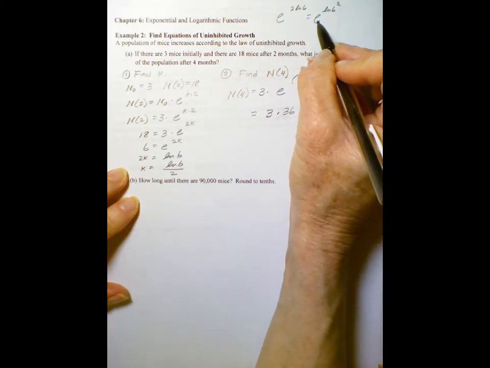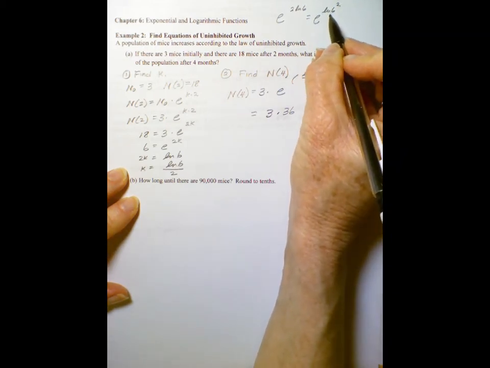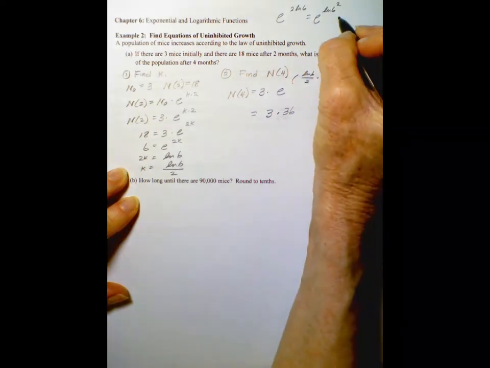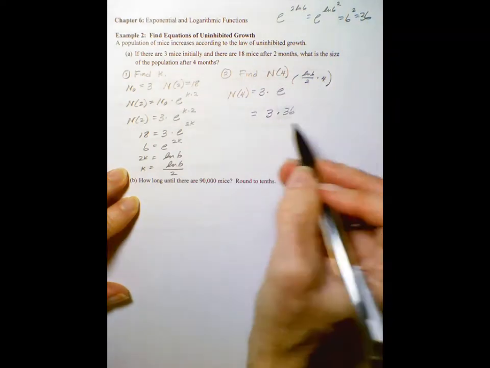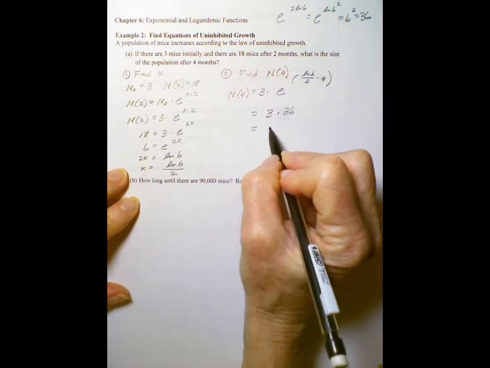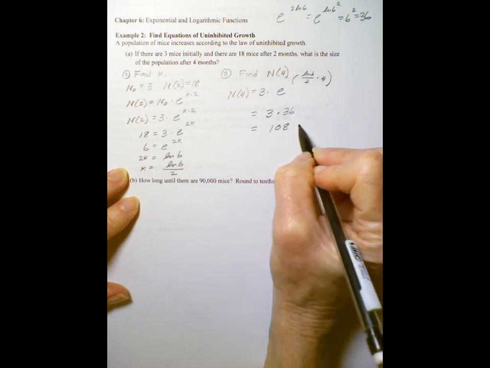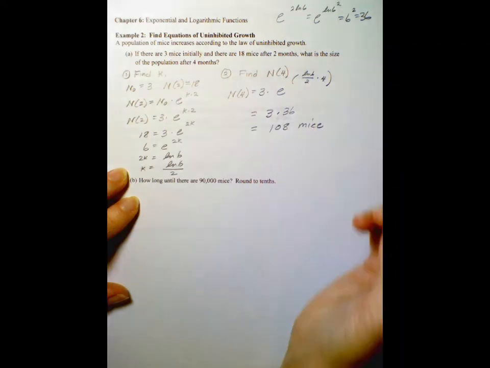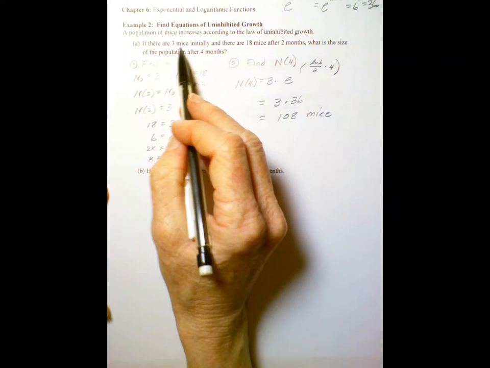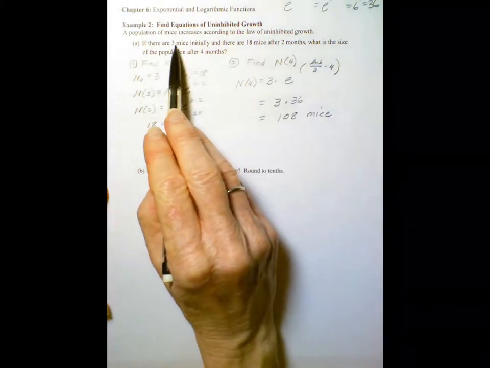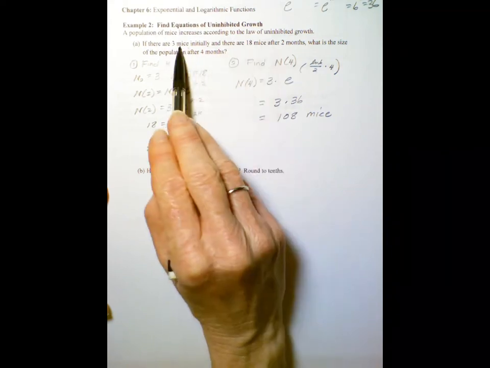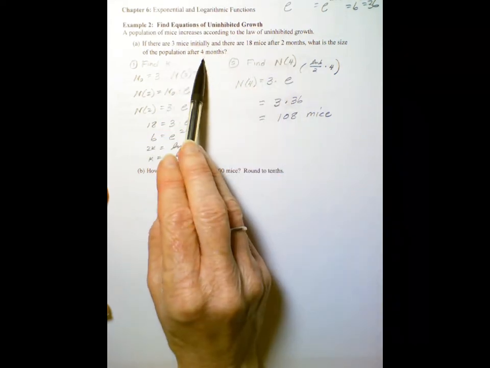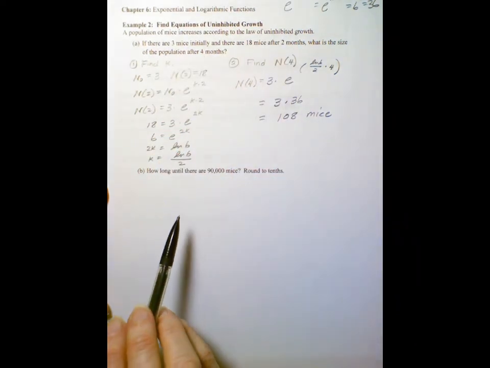Now, remember e to the log base e? What did that end up being? This is one of our properties. That would just be 6 squared, or 36. So you don't even need a calculator to do that. All right, and 3 times 36 is 108, and we're talking about mice. So if you start with 3 mice, and this is the growth rate, that by 2 months you have 18, that gives us a growth rate, then in 4 months you would have 108.